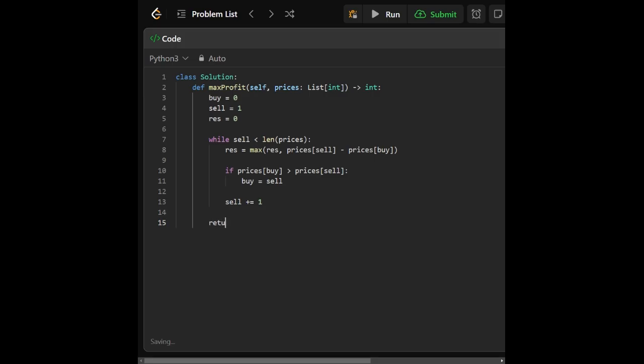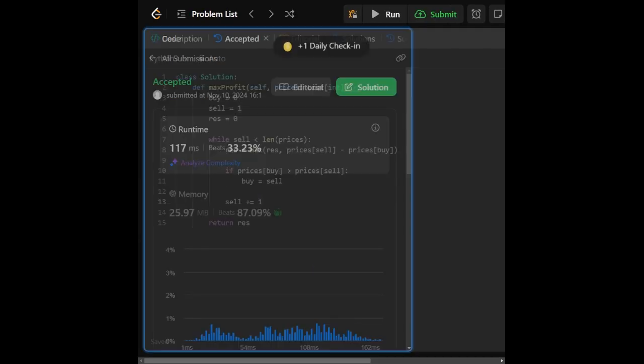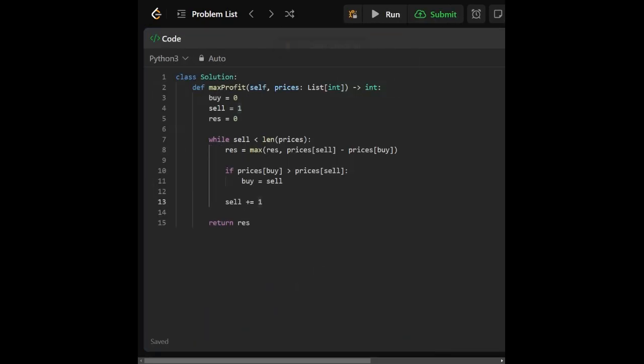After that, we can just return the result. The question said that we have to return 0 if we can't find a profit, and this starts at 0. So if we can't find anything greater than 0, it's just going to return 0. See if this works. Looks like it worked. Thanks for watching, guys.